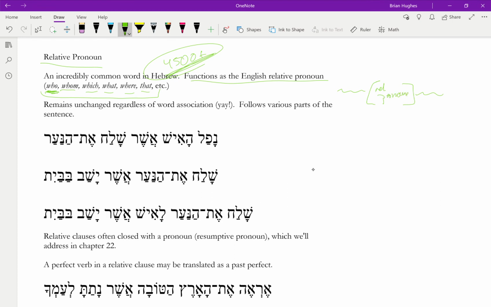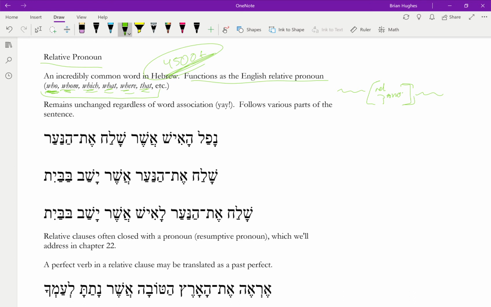It's kind of pausing us to say, I'm going to give you a little bit more detail about this person we just talked about, or this action or something like that. And so these words function in those ways.